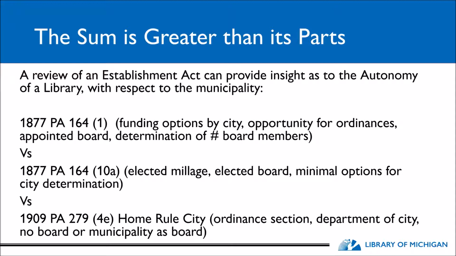Now, if you do have a question as to the authority of your library or the authority of your board to do something, reading your Establishment Act can give you some insight as to how much autonomy your board has versus how much control your municipality has over your library. So in a PA 164 Section 1 library, the city library that was formed by ordinance and has an appointed board between 5 and 9 members.